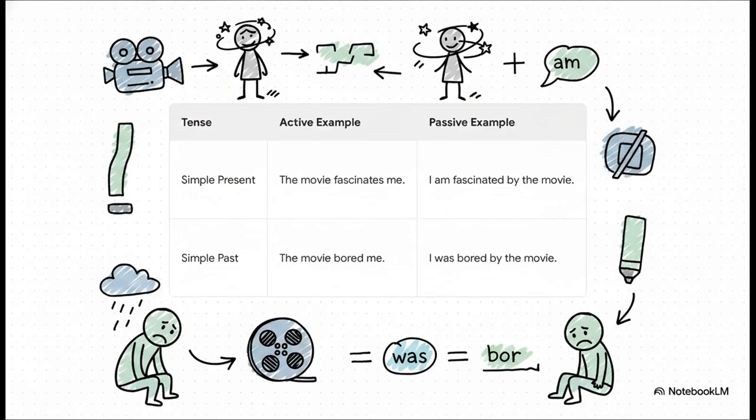Okay, let's talk about the verbs. The tense of your sentence actually stays the same, but the verb structure changes. So for a simple present tense sentence like, the movie fascinates me, we pull I to the front, add the helping verb am, and use the past participle, fascinated. For simple past, the movie bored me, it's the exact same logic, we just use was instead. I was bored by the movie.